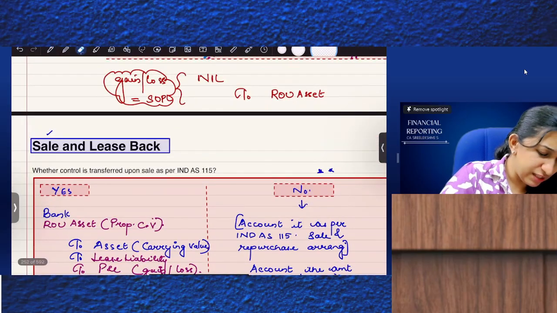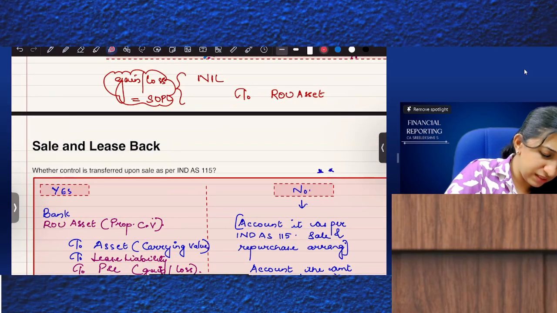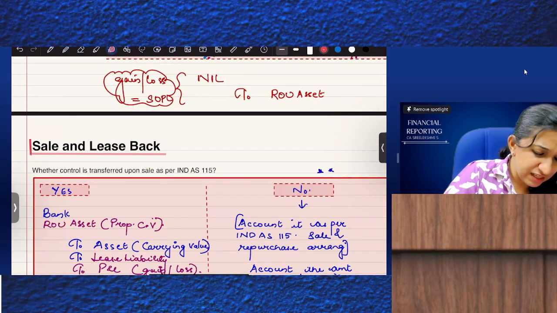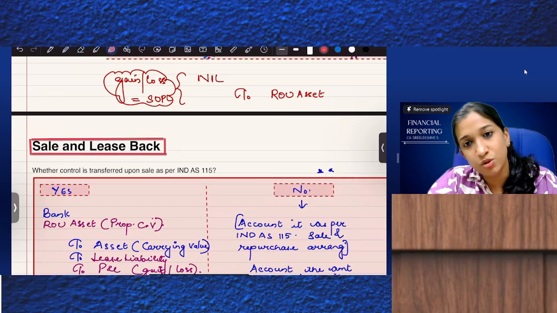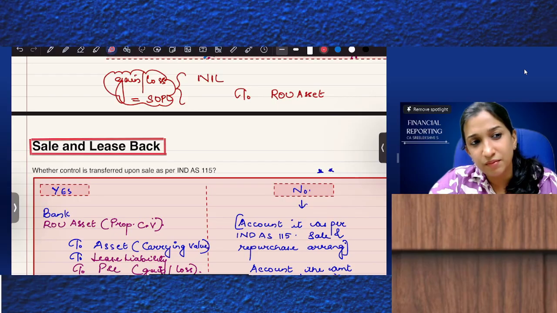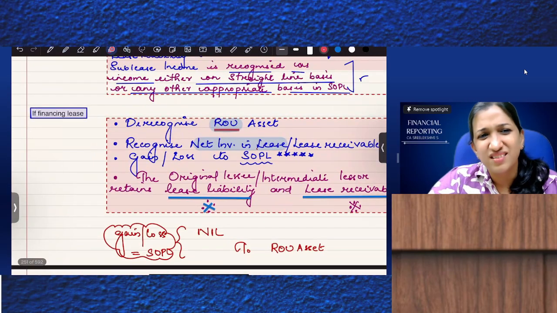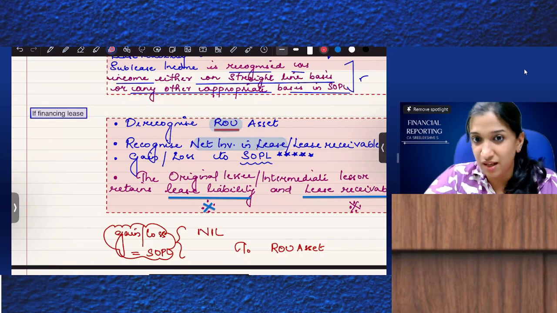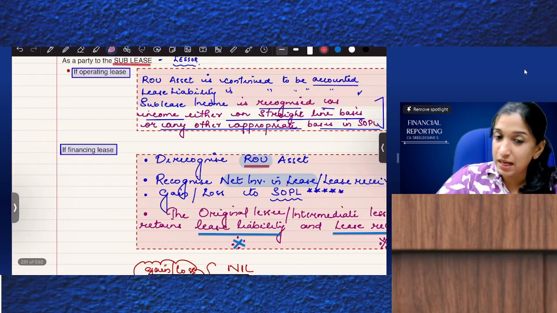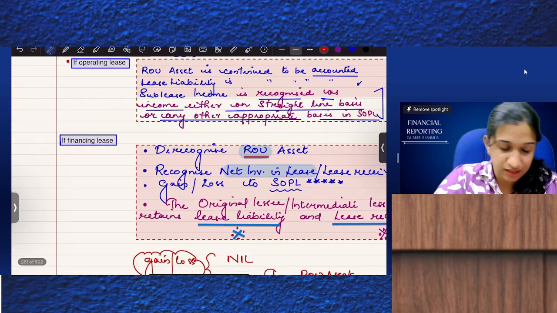So in sale and leaseback, there are no serious questions. In sublease, there are no serious questions either. Just is it operating lease, is it finance lease? To identify a sublease, these are the questions in sublease.